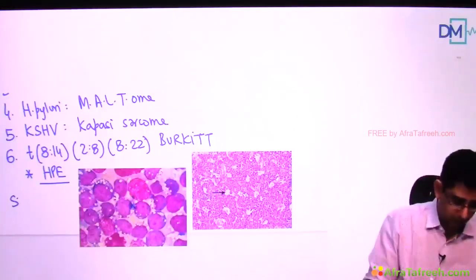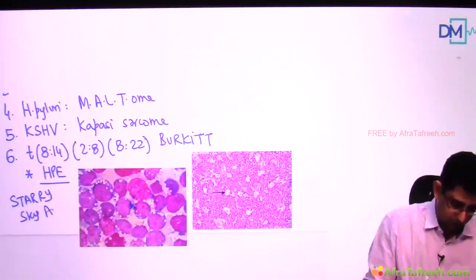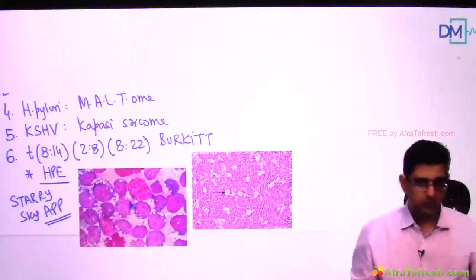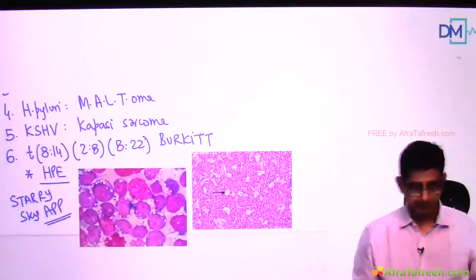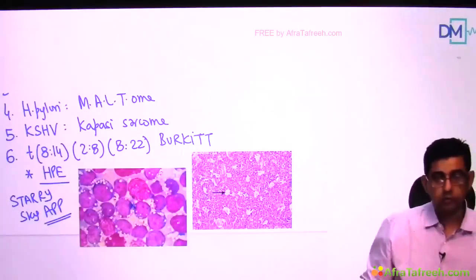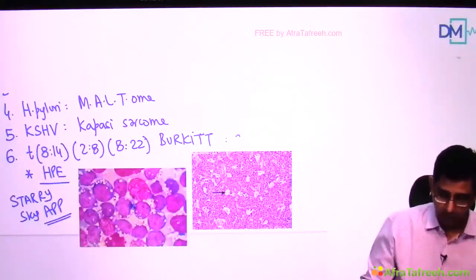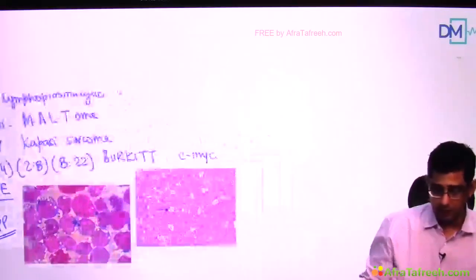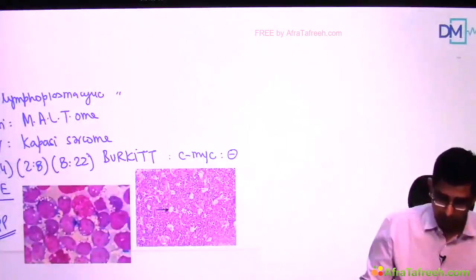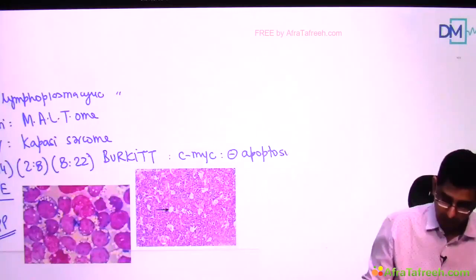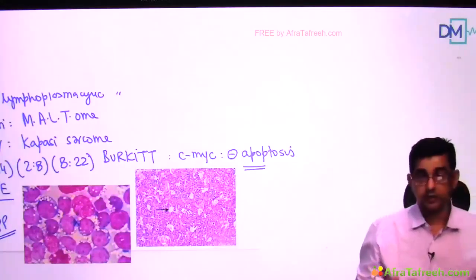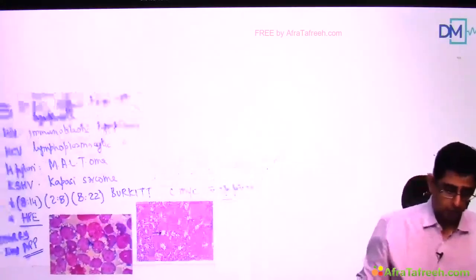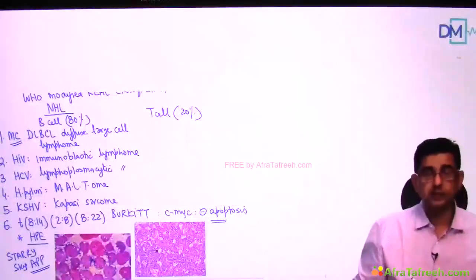Starry sky in a CT head is a feature seen with neurocysticercosis, but starry sky appearance on a lymph node biopsy is a feature of Burkitt's lymphoma. These are the chromosomal swaps that can be seen. This is related to CMYC. This results in generation of CMYC, which inhibits apoptosis, and you can understand that the inhibition of apoptosis is responsible for the cells not dying. So these are associations for the B cell variety.